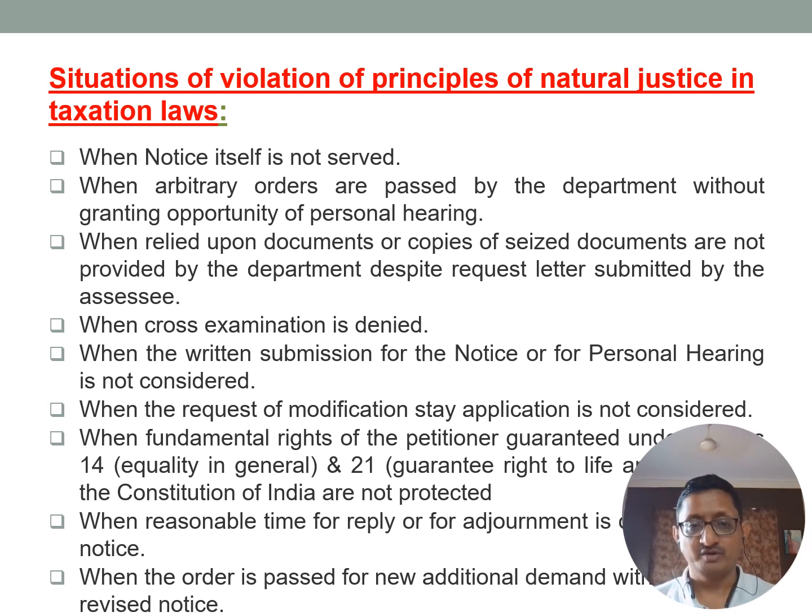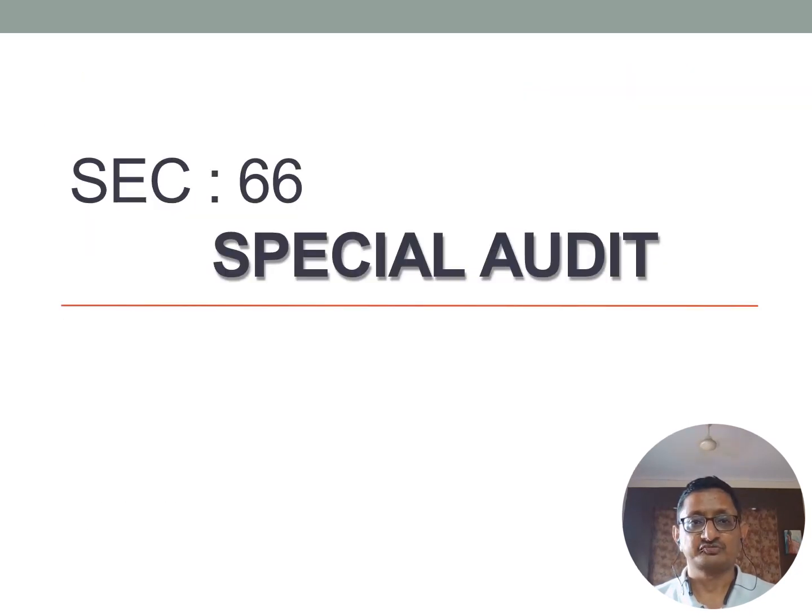when the request for modification or stay application is not considered, where fundamental rights granted under Article 14 and 21 are not protected, when reasonable time for reply or for adjournment is not provided by the GST department, and where an order is passed with a new or additional demand in the revised GST notice. When an order is passed with a new additional area. So these are the areas where the principle of natural justice is violated. You can challenge and go to the High Court and get a stay on your so-called notice.